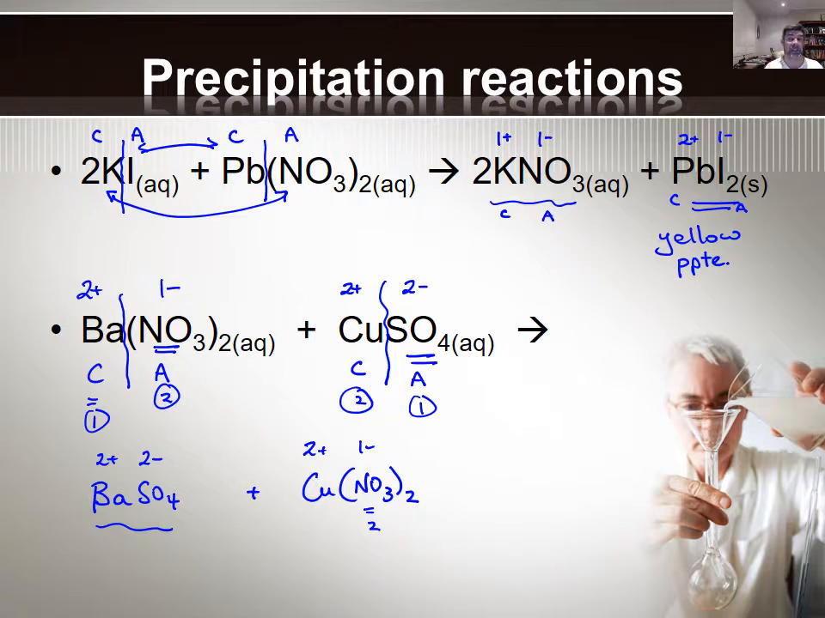Now if you were to see a precipitate from this reaction, and in fact for this particular one you would see a white precipitate. How would we know if the white precipitate is actually barium sulfate or copper nitrate? Well, in order for us to identify that, we need some rules in order to determine which is which.